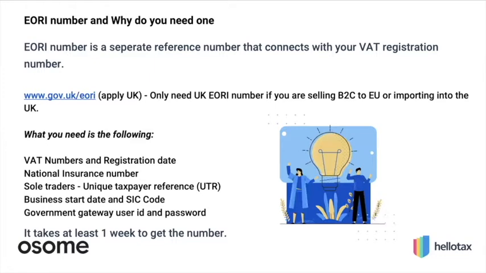An EORI number is now a big factor, and people who import and export into the UK and Europe, plus outside Europe, will need an EORI number. My colleague Chris will cover this a lot more, but from a UK perspective, anyone selling to Europe B2C or getting imports into the UK needs an EORI number. The website to apply for one is www.gov.uk/EORI. It only takes about 5 to 10 minutes to fill in, and it will take 1 week to get the number. These are basic information like your VAT number, if you're a sole trader your UTR number, business start date, CIS, and government gateway login details, and that's all you need.